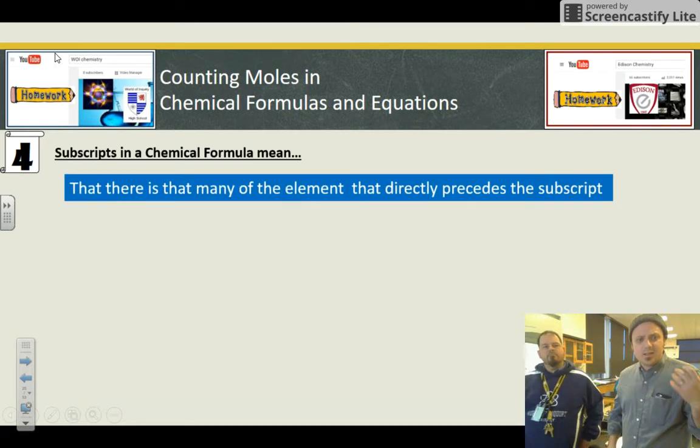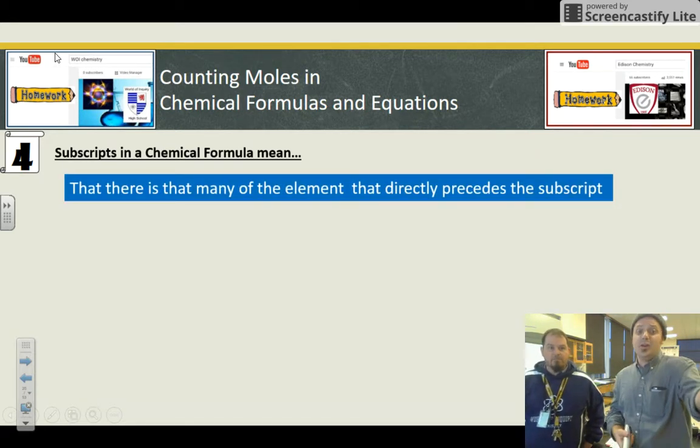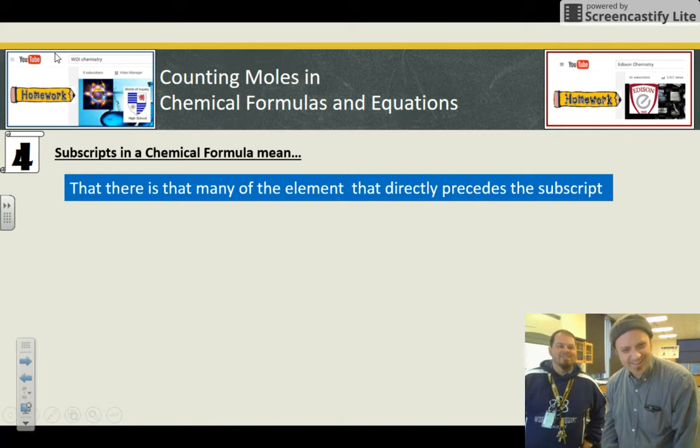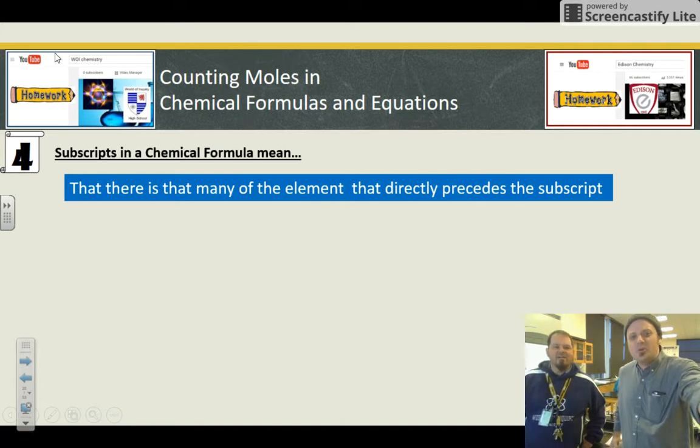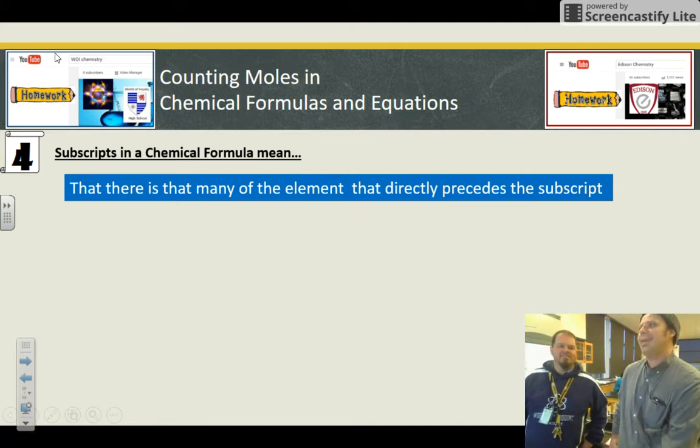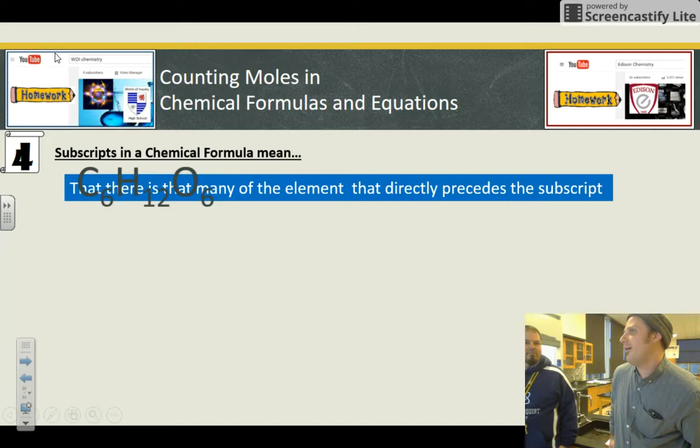The subscripts in a chemical formula mean that there is that many of the element that directly precedes the subscript. I need an example.